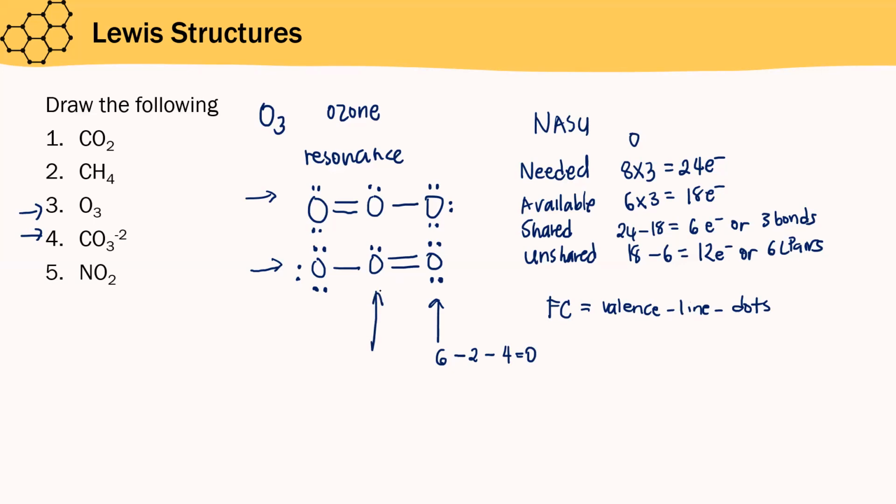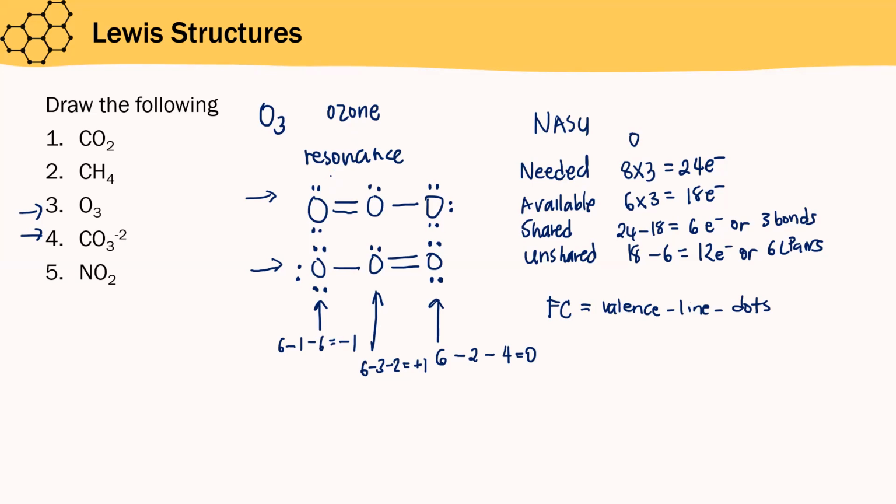What about this one? So 6 in valence. How many lines? 3. How many dots? 2. So positive 1. About this one? So valence, 6. Lines, 1. Dots, 6. So 6 minus 1 minus 6, negative 1. You might ask, sir, paano yan? Yung gitna, positive 1. Ayun, negative 1 to 0. Ganon din naman to, no?